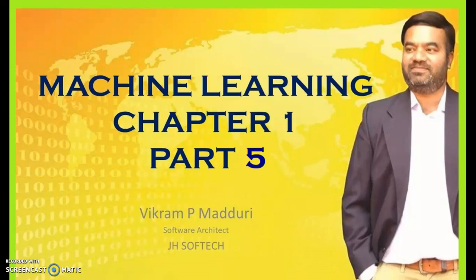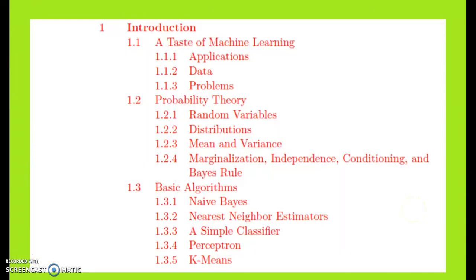In this session, we're going to discuss certain topics in chapter 1 of machine learning, part 5. In this, we're going to discuss more about marginalization, independence, conditioning, and Bayes rule. So we have started off with the introduction of marginalization, independence, conditioning, and Bayes rule. We are going to discuss in detail more about these concepts with certain examples.